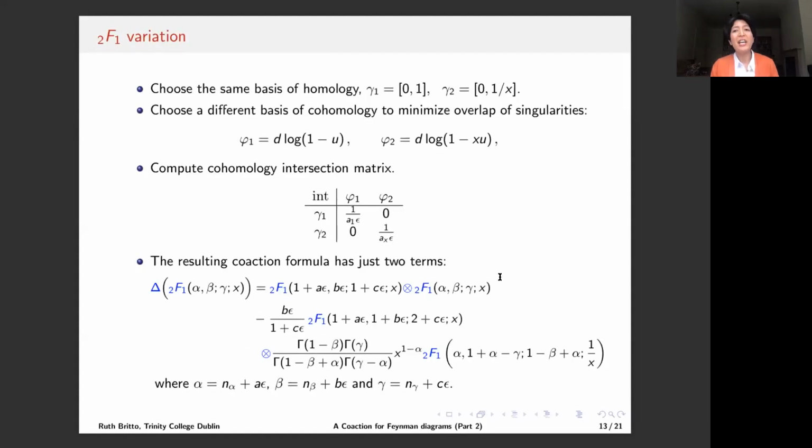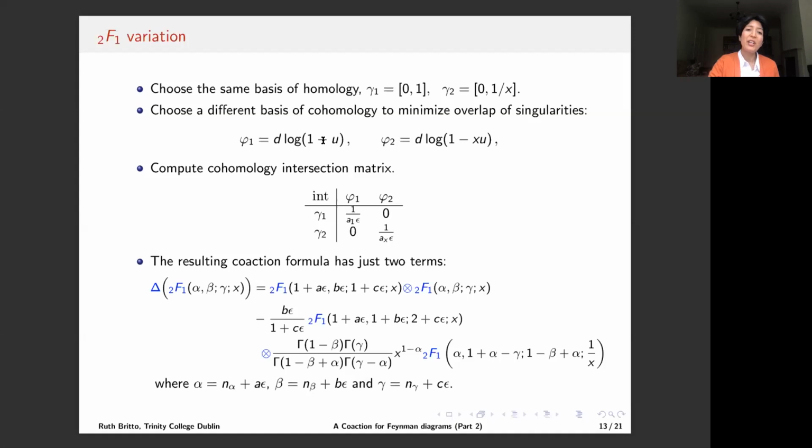Here's a variation now. We're still considering 2F1. Suppose we choose the same basis of homology, gamma, these two intervals, but let's choose different forms now, because let's just minimize those overlaps that I was just showing. So these are some other d-log forms. These are not the canonical forms of gamma 1 and gamma 2. But we can take the cohomology intersection numbers with the canonical forms here.